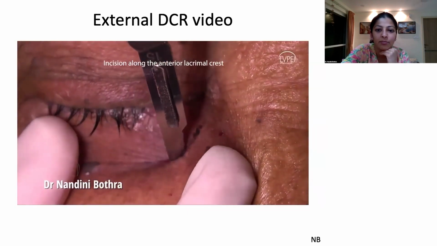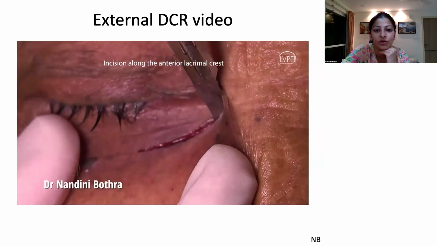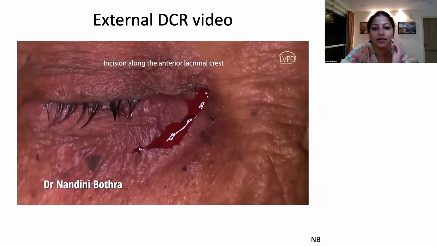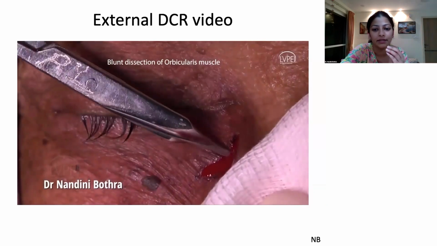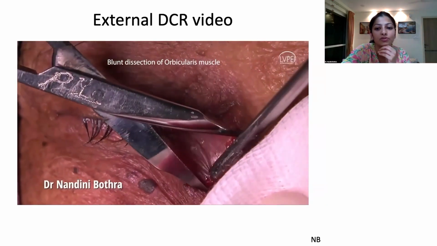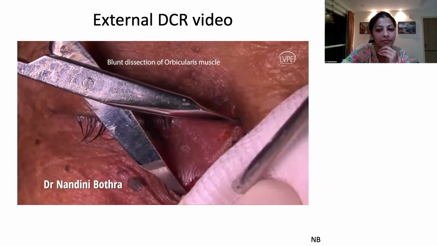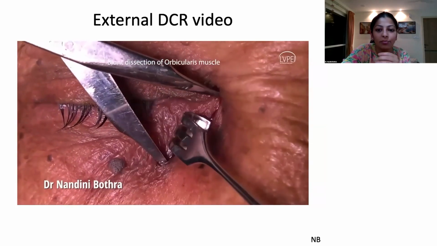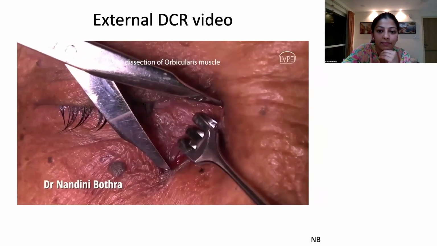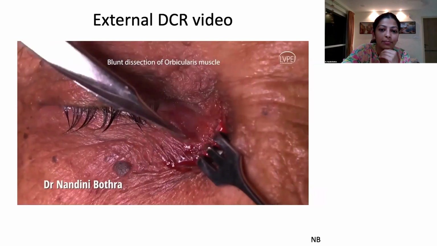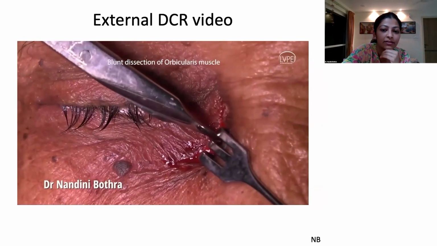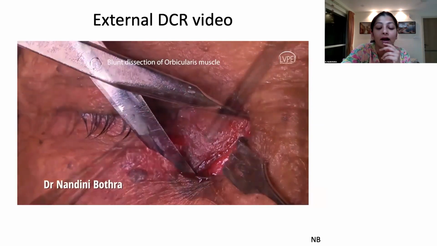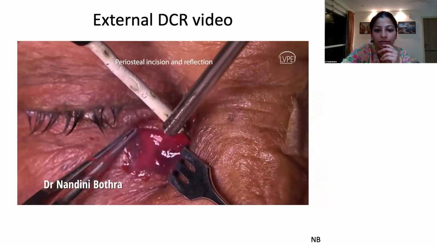Now you use a number 15 blade and you take the incision along the anterior lacrimal crest. Of course, this surgery is going to be a little bloody, right? You cannot do the surgery without seeing any amount of blood. Then you use your scissors and just separate the orbicularis fibers. Once the orbicularis fibers are separated, use a cat's paw retractor and do gentle separation of these orbicularis fibers until you see bare bone.